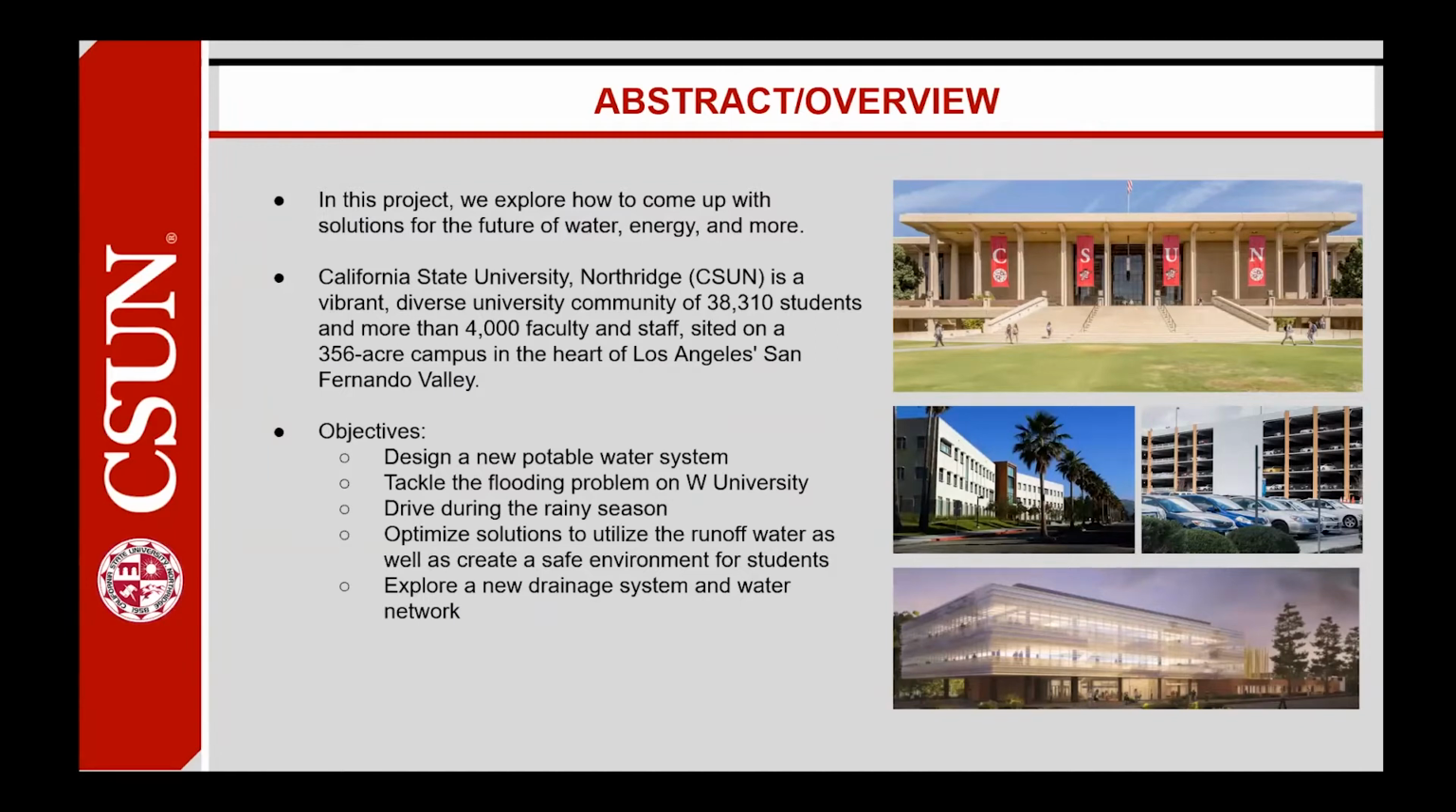Thank you. So the senior design class worked in groups to design a potable water system for the designated location. Over the past 3 decades, CSUN has increased dramatically. And for this reason, new methods for properly utilizing the current water distribution system must be implemented. Currently, there is a flooding problem on West University Drive during the rainy season. In order to better utilize the runoff as well as create a safe environment for students, a drainage system and water network will be explored. Through our work, the designated system will tackle the flooding problem that will ultimately create a safe environment for students.